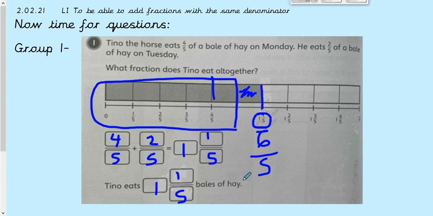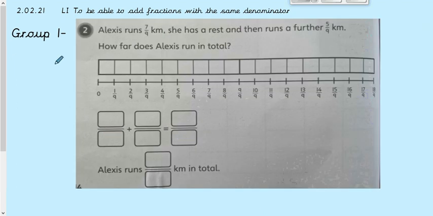That was number 1. If you did number 2, it says Alexis runs 7/9 kilometers. She has a rest and then runs a further 5/9 kilometers. How far does Alexis run in total? They haven't actually shaded the number line in for you this time, so you had to do it. If you drew it in your book, then that's great, or if you just added them, then that's fine. And this time they actually want it as an improper fraction, which is where you have the numerator as a larger number than the denominator.